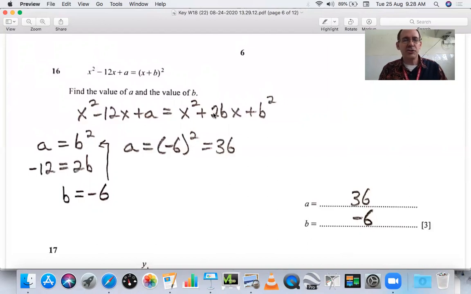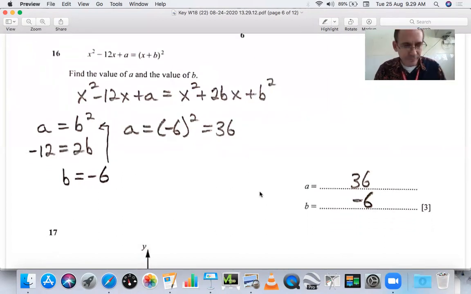So that means the 2b has to be equal to the negative 12. Divide by 2, b is negative 6. And then our a has to be equal, the constant on this side has to be equal to the constant on this side. So our a is equal to the b squared. Once we get b, we can plug it in up here. So a equals negative 6 squared, which is positive 36.